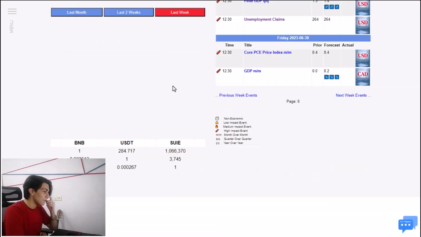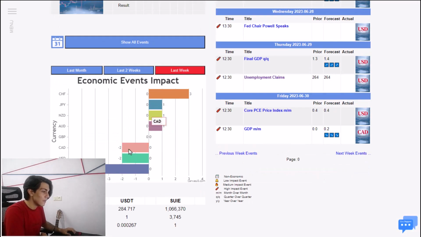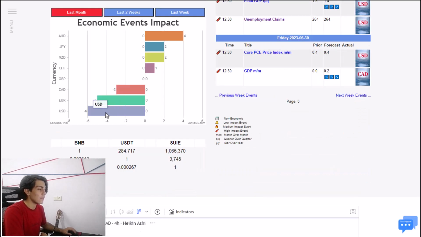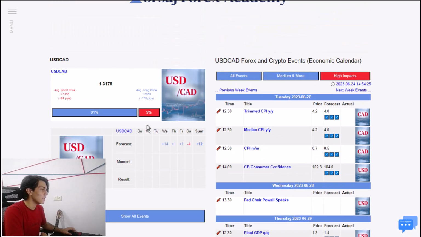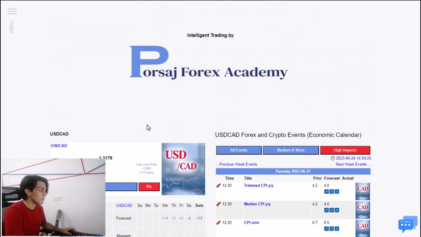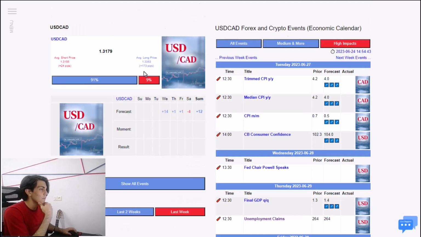And let's have a look at it in the last week. Okay, yeah, in the last week Euro had the most negative impact on the market, but through the last months USD had the most negative impact on the market. So this actually supports again the theory of US dollar falling a little bit more to the downside. Let's take a look at another one.